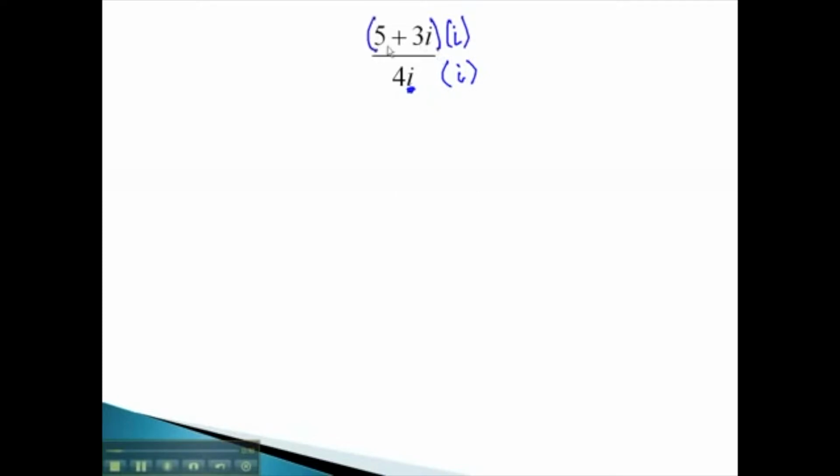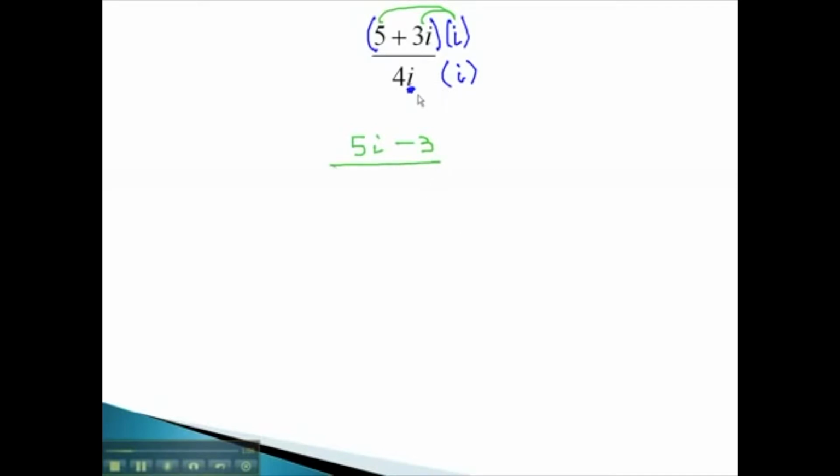Putting that numerator in parentheses, we'll see we have to multiply the i through to both terms. 5 times i is 5i plus 3i squared. Recall that i squared changes the plus 3 to a minus 3. This is because i squared is equal to a factor of -1. 3 times -1 is -3.